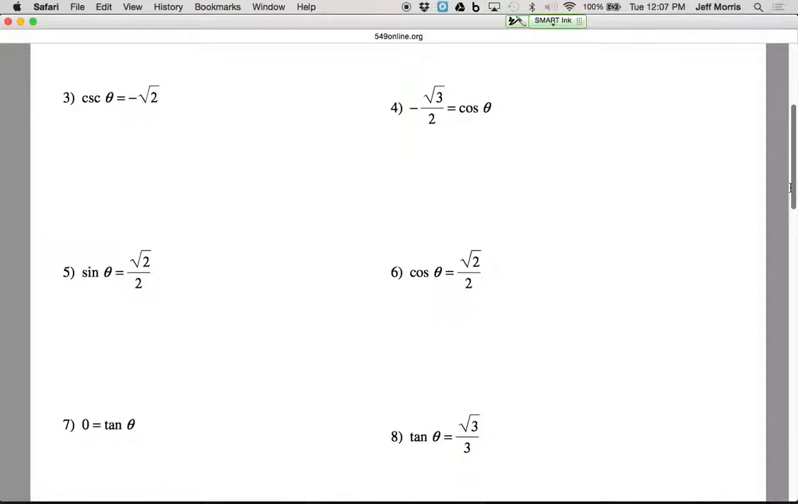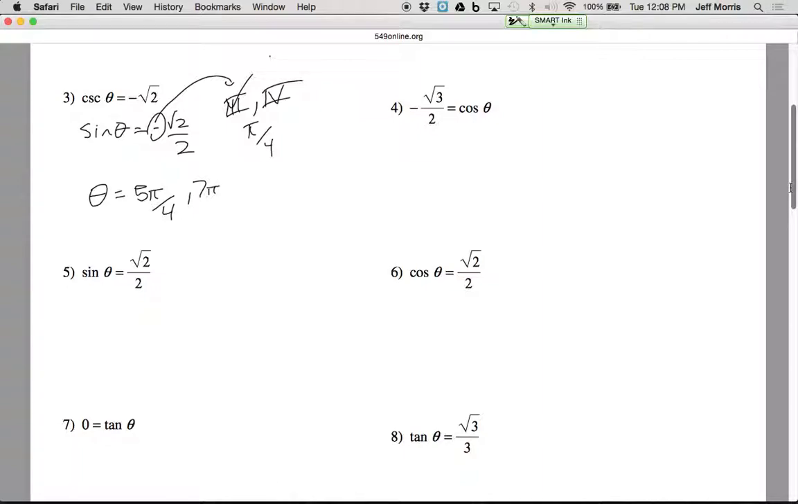All right, what am I going to change cosecant into? Let's go fast now. Sine. So sine theta is equal to what? Flip. Negative root 2 over 2. I know it's negative, so what quadrants am I going to be looking for? Quadrant 3 and 4. What reference angle is root 2 over 2? Pi over 4. So theta equals what? Quadrant 3? 5 pi over 4. Quadrant 4? 7 pi over 4. Do I have to show any of this work? No, just keep track of all that in your head if you want.